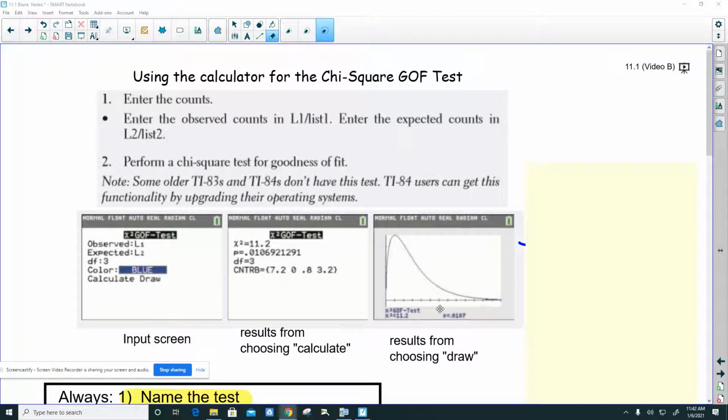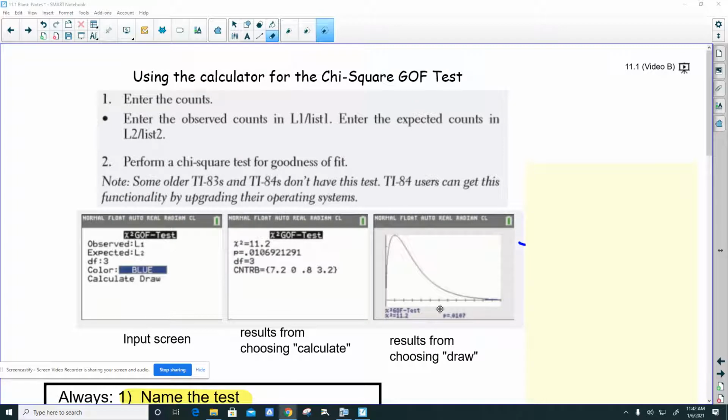Okay, we had left off in the previous video where we were talking about running this chi-square goodness of fit test. And this is typically a test that we're using on one population to try to measure whether a claimed distribution is correct or not.